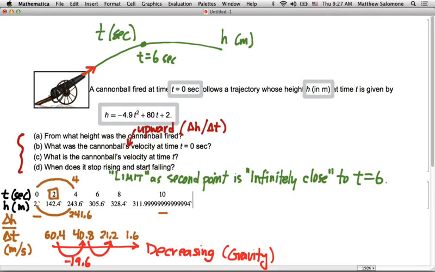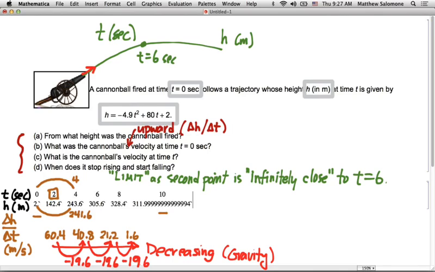40.8 to 21.2. 19.6. Uh-oh. And the next time period, 19.6. So not only are these velocities decreasing, they're decreasing predictably. Every 4 seconds, the velocity is going down by 19.6 meters per second.